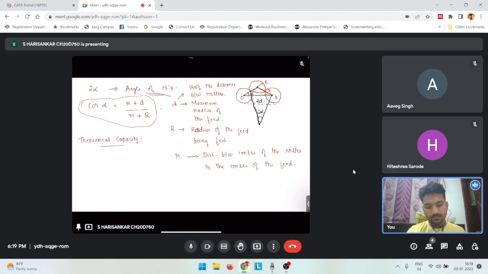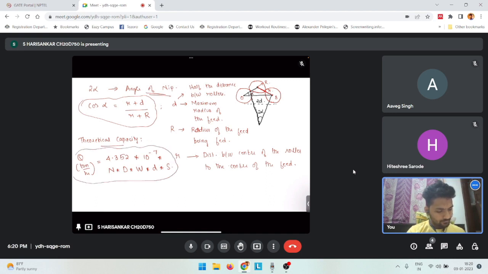So the theoretical capacity, you can define it as theta in tons per hour, that is equal to 4.352 into 10 raised to minus 7 into n into d into w into small d into s. So this is another relationship that you can use to find the theoretical capacity of the roller crusher in terms of tons per hour.